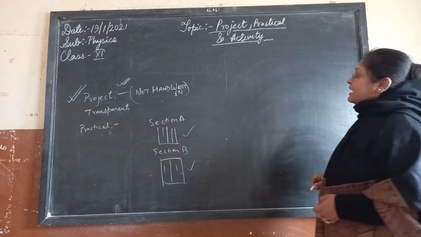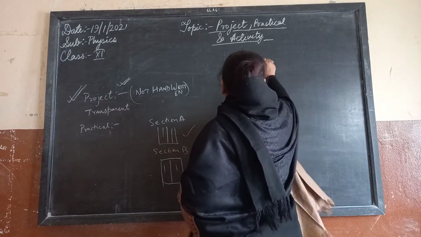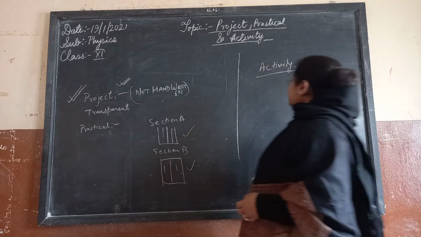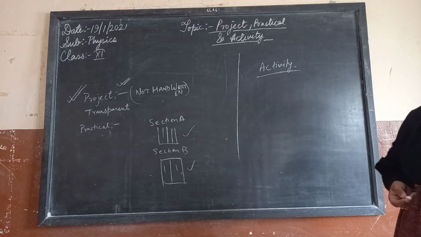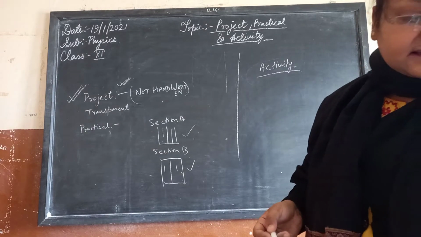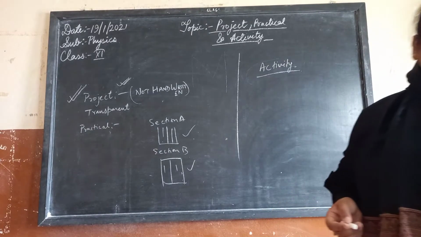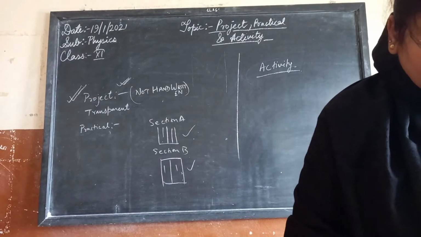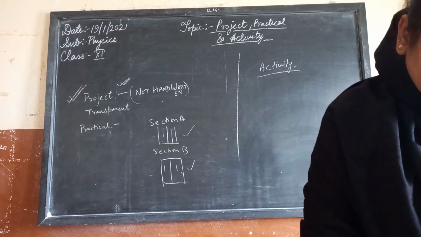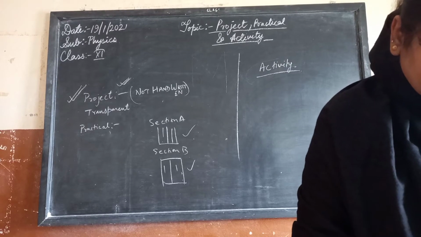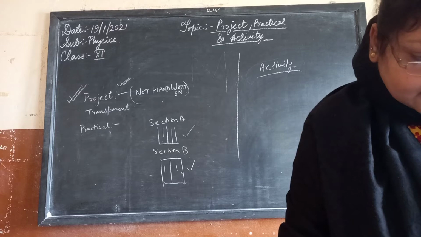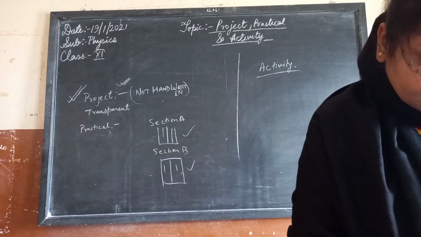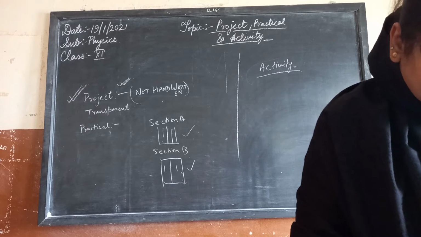Then we will come to the activity part. In the activity, you have to mention at least 5 activities. Any 2 practical activities you can take. In total we have to mention only 5 activities. Here I have tabulated some activities for you, so start writing these practical activities in your copy.